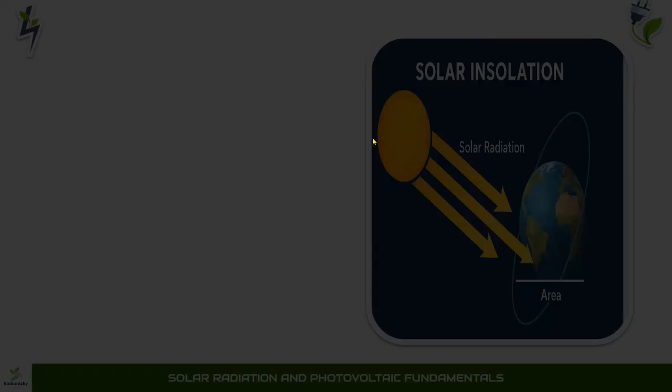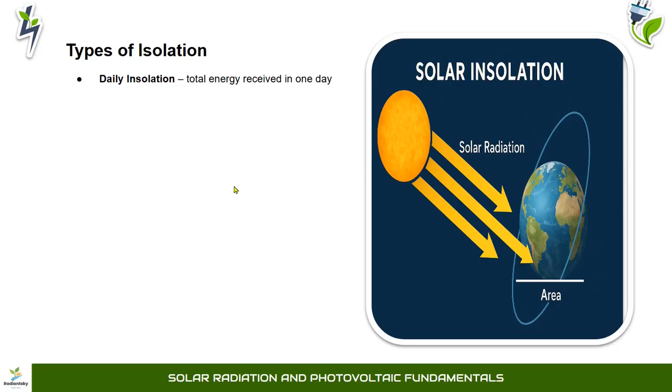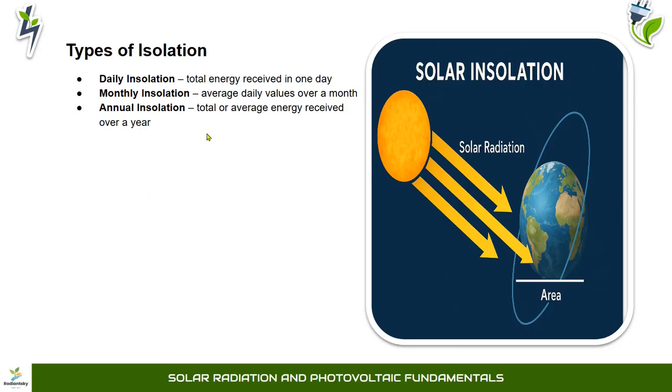Now, apart from the basic calculation I just walked you through, you need to understand that there are different types of insolation. So we have insolation which deals with calculating total energy received in a day. So we might want to know the total energy received in such-and-such state or region. These are daily insolation. We also have monthly insolation. This is more like average daily values over a month. We also have yearly, the total of average energy received over a month.